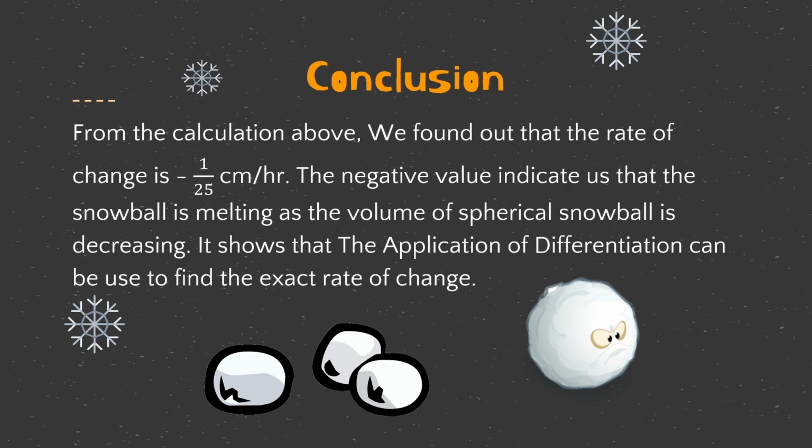From the calculation above, we found out that the rate of change is negative 1 over 25 centimeter per hour. The negative value indicates that the snowball is melting as the volume of the spherical snowball is decreasing. It shows that the application of differentiation can be used to find the exact rate of change.